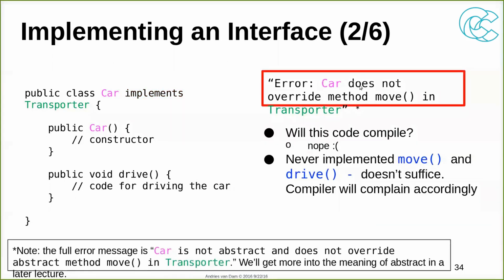Right? Car does not override the method. So we'll get to know what override means, but in simple terms, move has not been defined within the Car class. And that's why the contract is broken and the compiler complains, right? And the full error here is this one. Car is not abstract and does not override a method called move in the Transporter.